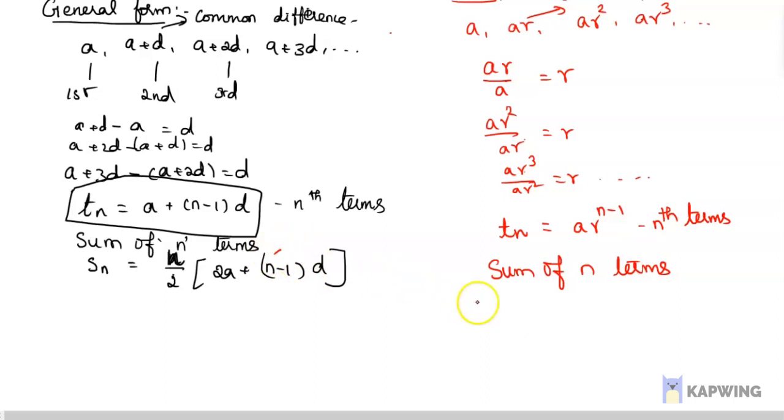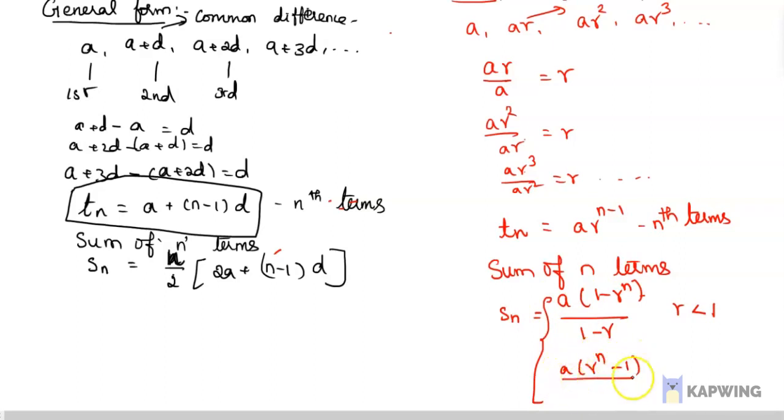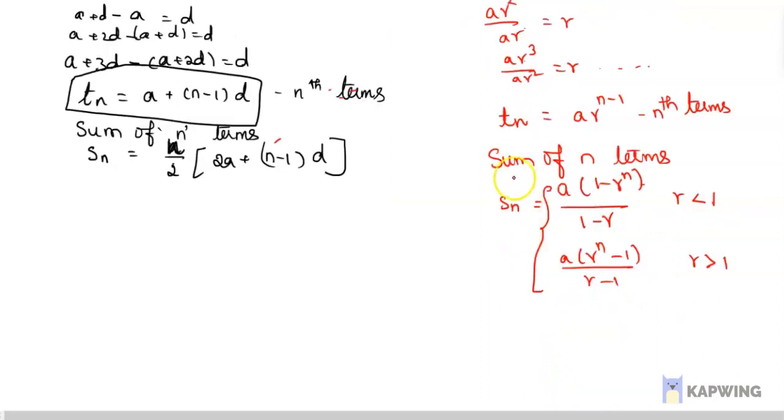Sn is equal to a into (1 minus r power n) divided by (1 minus r) when r is less than 1. And we have another formula, a into (r power n minus 1) divided by (r minus 1) when r is greater than 1. Okay, so we have two different formulas. One is for r less than 1 and another one is for r greater than 1.